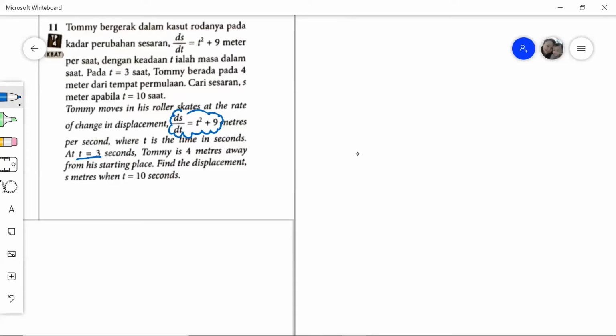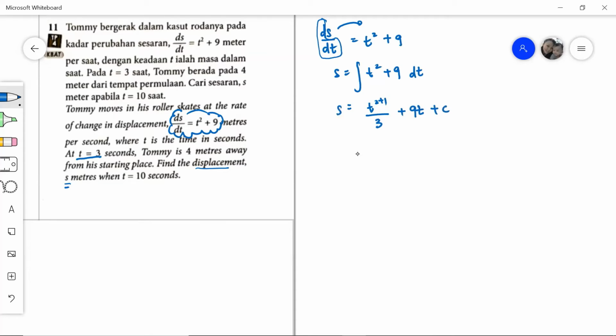So we are given the rate of displacement. So now we need to find the displacement, which means displacement is s. So from ds by dt equals to t squared plus 9, I just want the s. So the differentiation notation bring across to the other side. The inverse of it will be integrating t squared plus 9 with respect of t. So copy everything, plus 1 to the power divided by the new power, and then plus c. So this is s equals to t cubed over 3 plus 9t plus c.